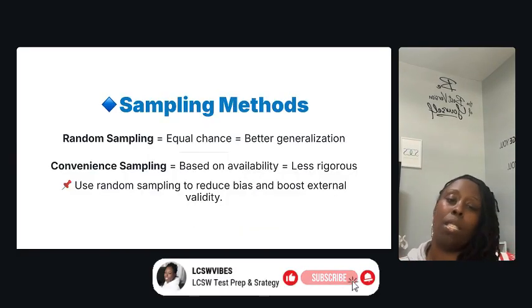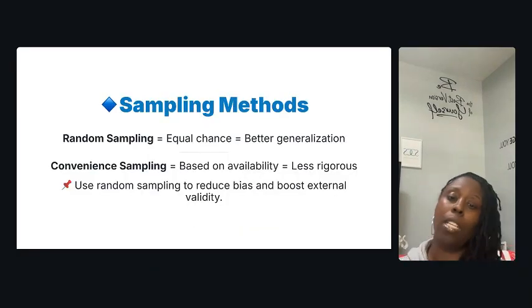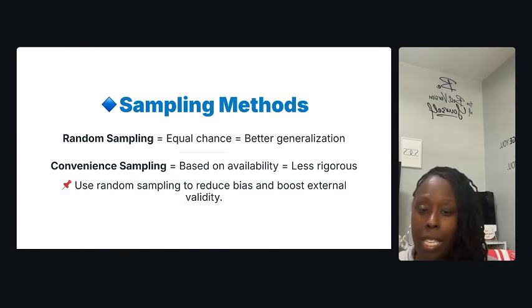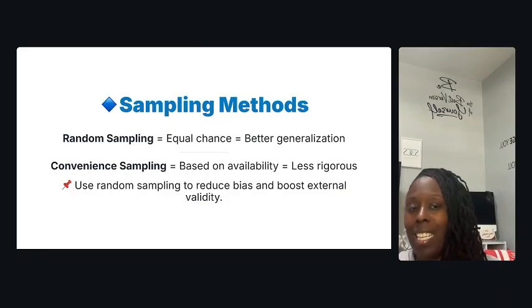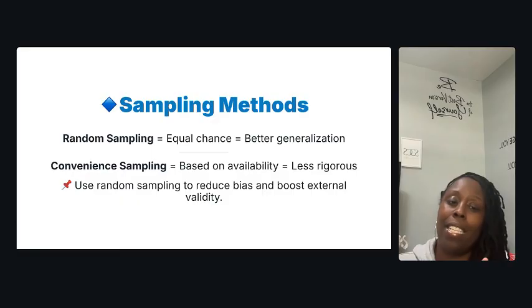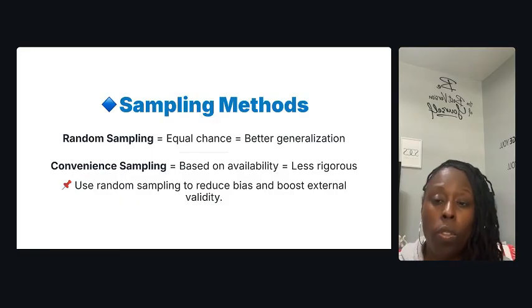All right, so let's talk about some sampling methods. You have random sampling, that's equal chance equals better generalization. And then you have convenience sampling. That's based on availability. It's less rigorous. So use random sampling to reduce bias and to boost external validity.